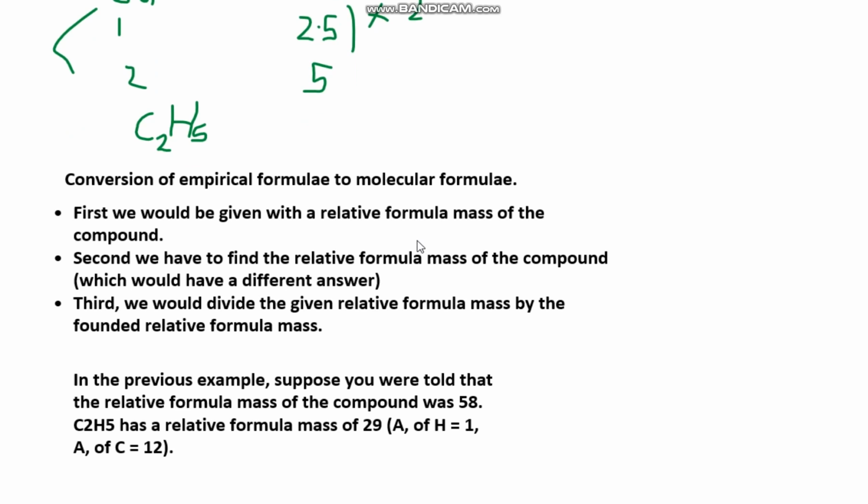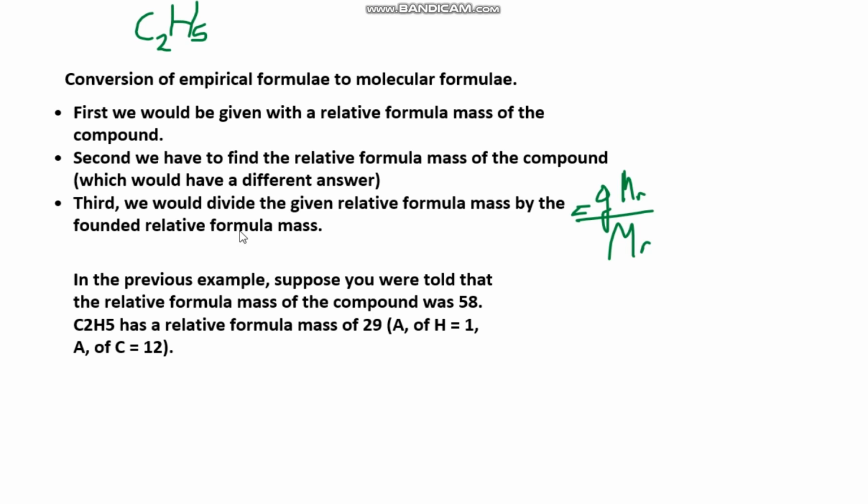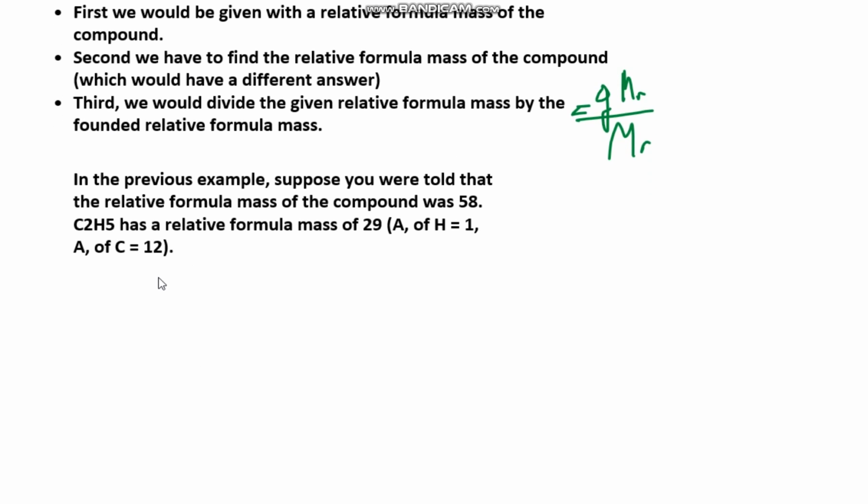Third, we have to divide the given formula mass by the found formula mass, the given Mr and the found Mr. Just make it a small formula for this exception. So in the previous example, suppose you were told that the relative formula mass of the compound was 58, and C2H5 has a relative formula mass of 29. Alright, and this substance has a 29, and now we can check it.